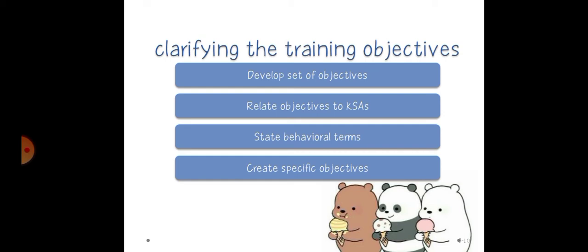And then let's go to the third one, which is stating objectives in behavioral terms. Whenever possible, objectives should be stated in behavioral terms, and the criteria for judging the training program effectiveness should flow directly from the behavioral objective.